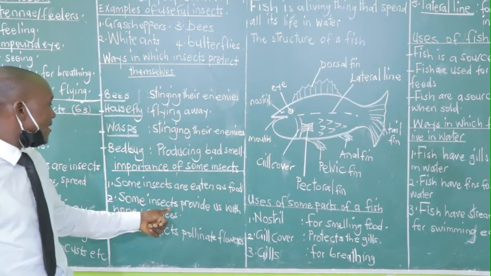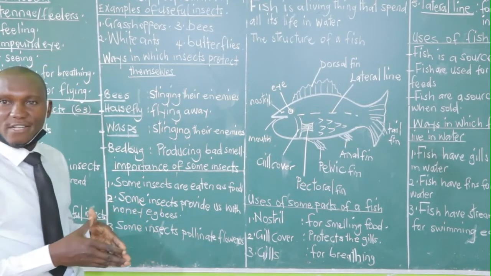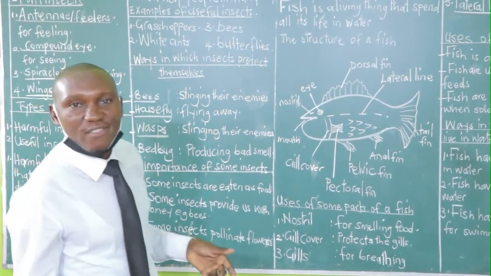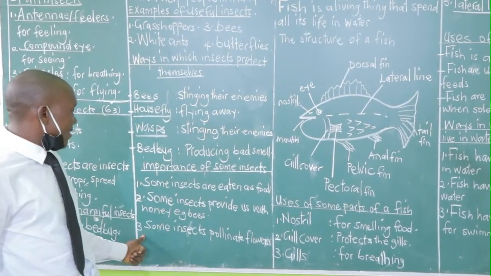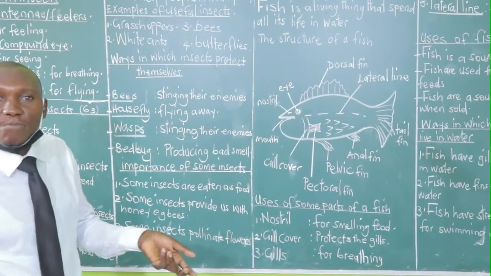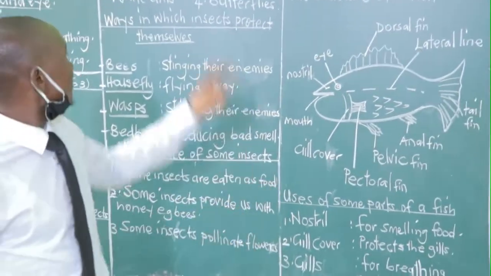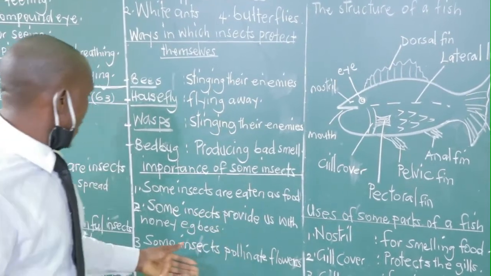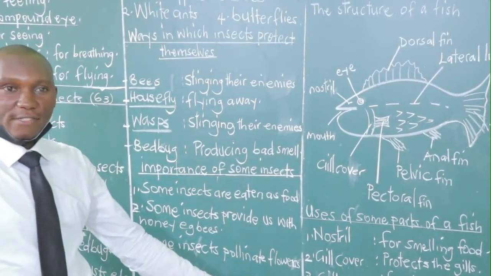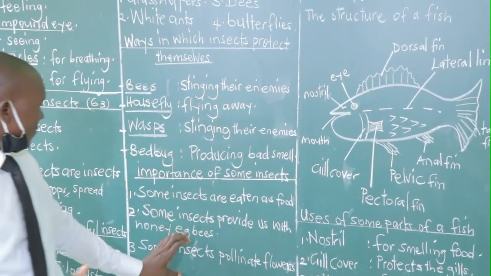Two, some insects provide us with honey. The ones I talked about, bees. Bees provide us with honey. Next, some insects pollinate flowers. The bees, the butterflies. Those ones protect and they pollinate flowers. So these are the few importance.